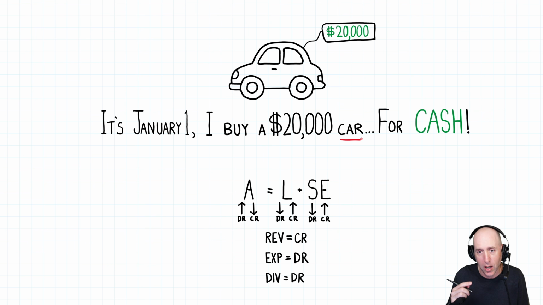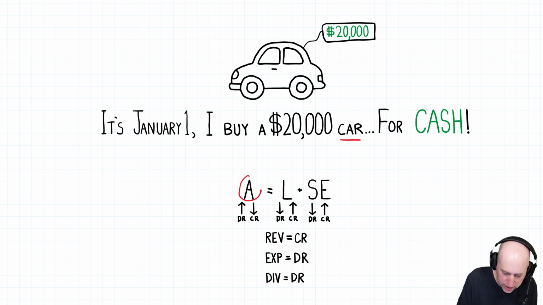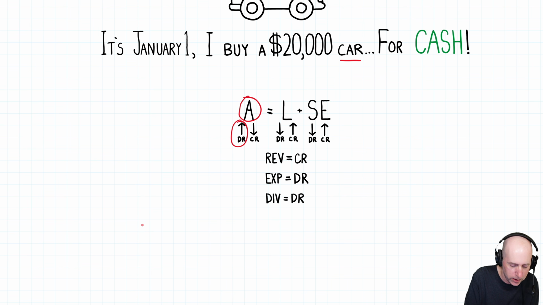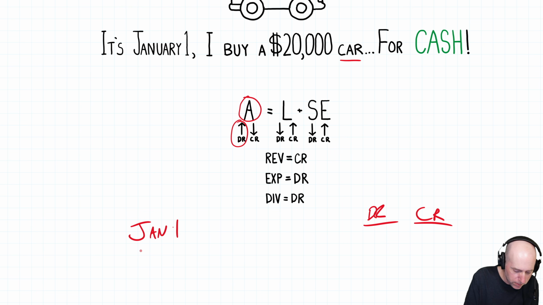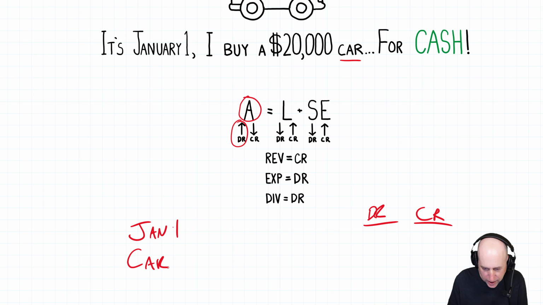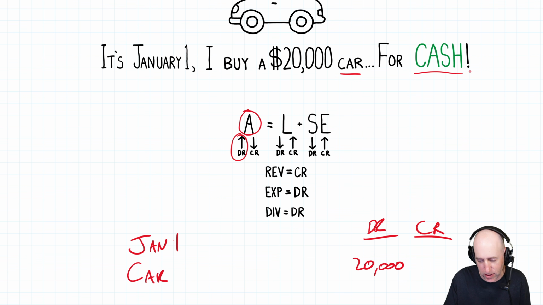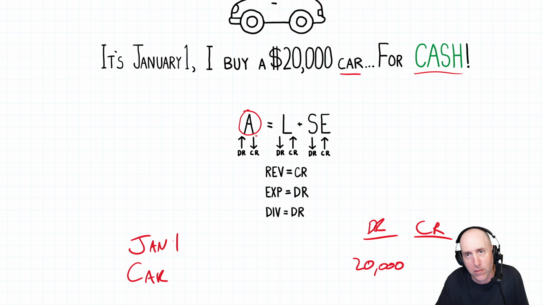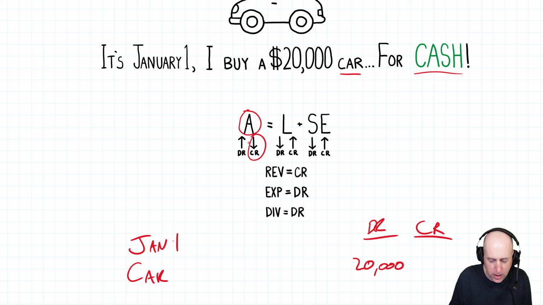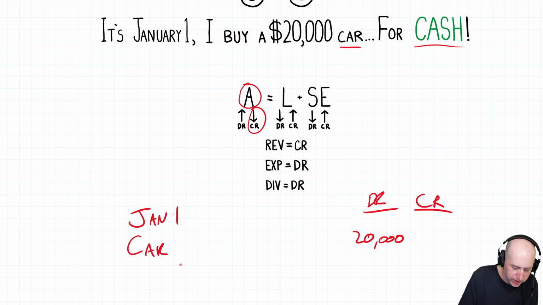I would say, okay, I got a car. What is a car? Well, a car is an asset, and we have more cars today than we had yesterday. So on January 1st, I'm going to debit my car asset by $20,000. And what's the other side of this? Well, my cash, that's also an asset, but my cash asset is falling, right? It's going down, and so in journal entry parlance, that means we've got to credit cash.